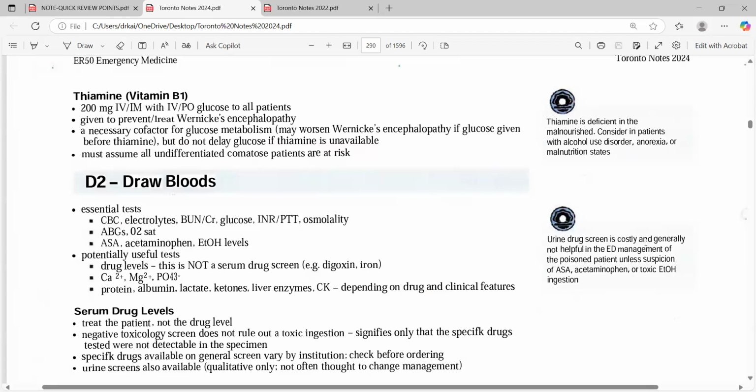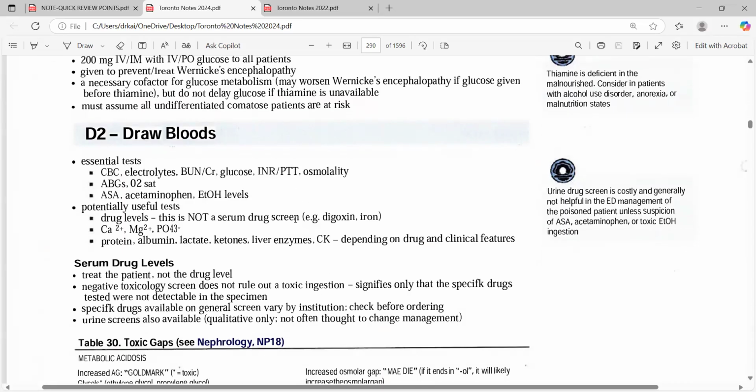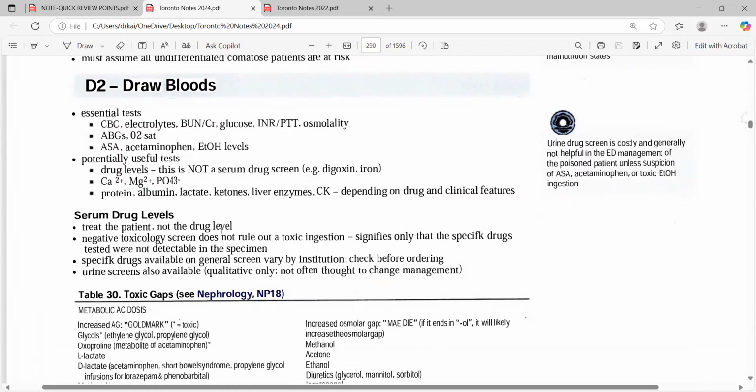Drug urine screen is costly and generally not helpful in the ED for poisoned patients unless there is suspicion of ASA, acetaminophen, or ethanol ingestion. Then do blood checking for everything wherever possible. For serum drug levels, treat the patient, not the drug level. That's why we said go for DONT. A negative toxicology screen does not rule out toxic ingestion, since maybe he used some drug that is not detected. So it does not rule out anything.